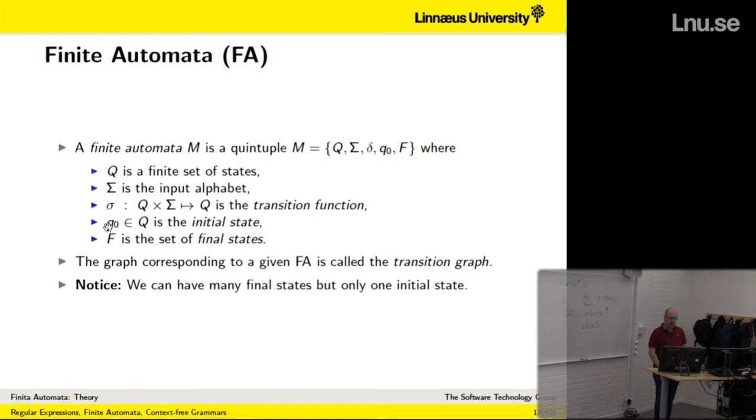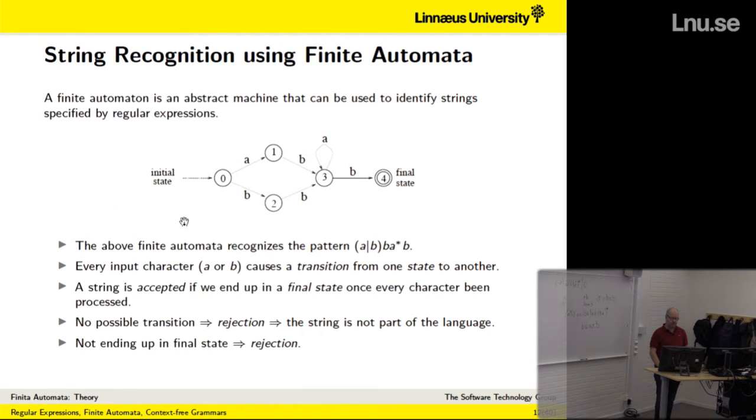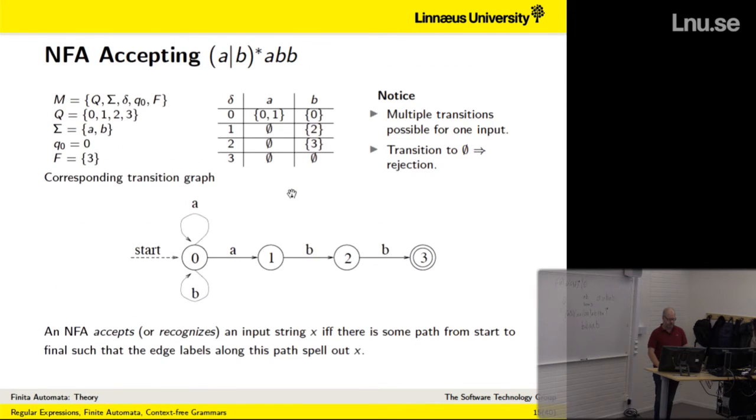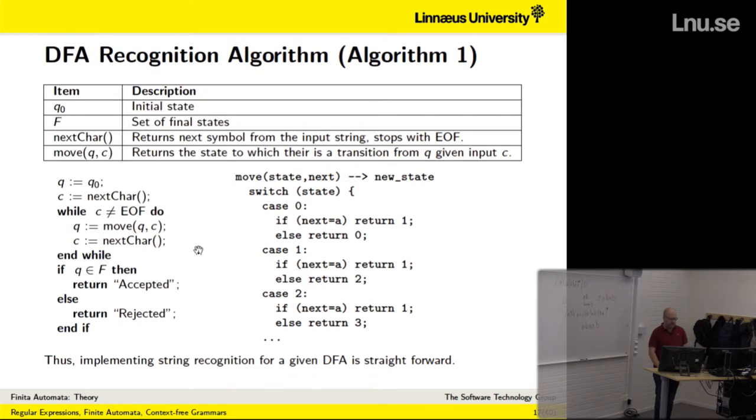We have one initial state, but we might have many final states. In this example, I had one initial state and one final state, but there might be more of them. You might have 3 of them. And if you end up in one of these, then it's okay, otherwise it's not. Once you have this, the implementation is much simpler.